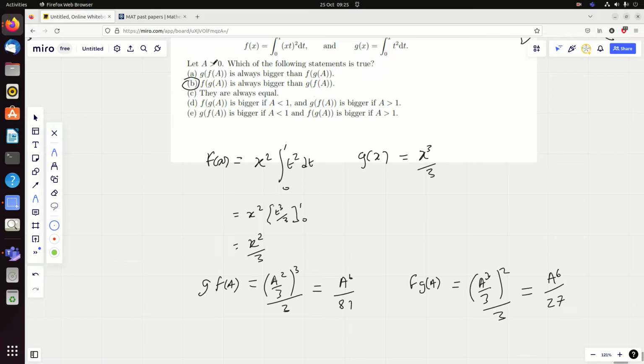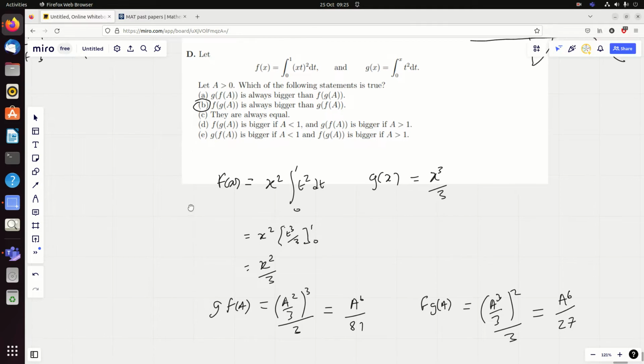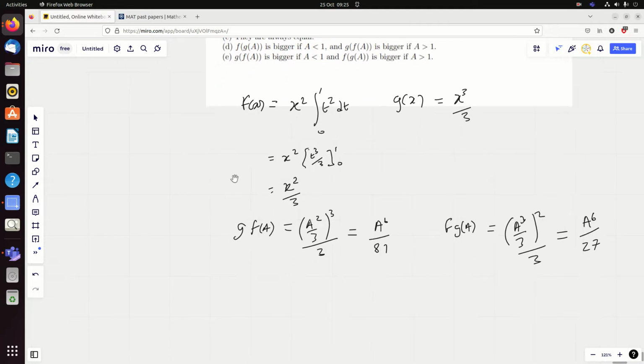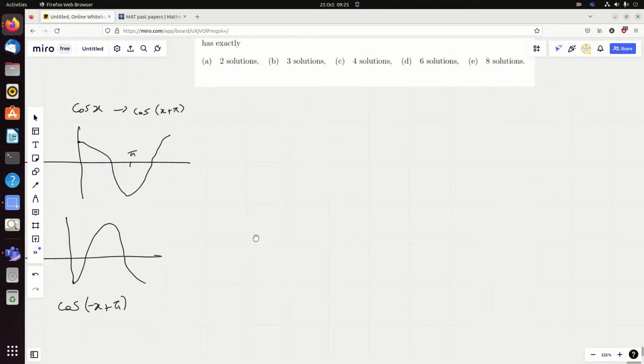Yeah, a is strictly bigger than 0 as well, so it's not like they can be equal. But it's got nothing to do with the value of a because the a's, if you like, cancel. So f of g of a is always bigger than g of f of a. Okay, E, where are we?